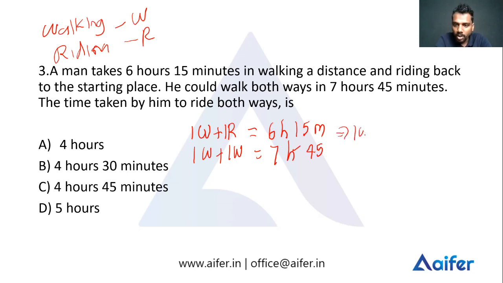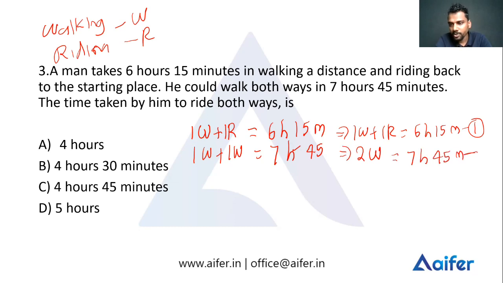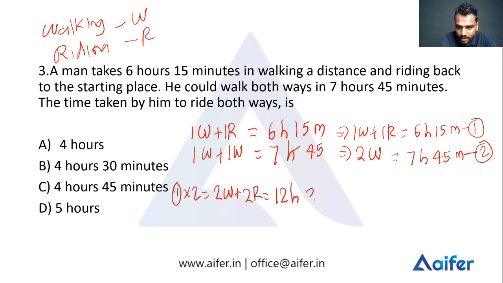In the first case we have 1 walk plus 1 ride is equal to 6 hours 15 minutes. That's equation 1. Then in the second case we have 1 walk plus 1 walk, 2 walk, is equal to 7 hours 45 minutes. That's equation 2. We want to find 2 ride. So as to make it 2 ride, we multiply equation 1 by 2, and we get 2 walk plus 2 ride is equal to 12 hours 30 minutes.